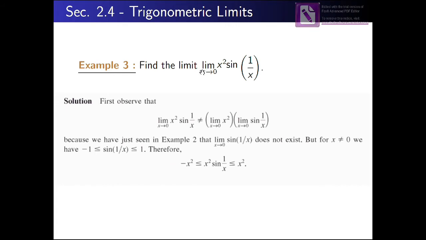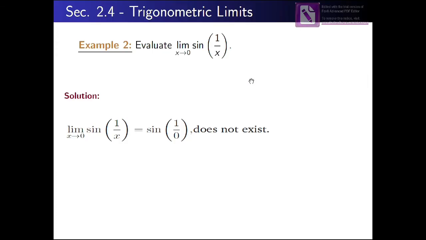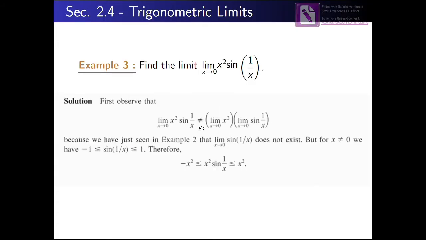So here is an example of the application of the squeeze theorem. Find the limit of x squared sine 1 over x when x approaches 0. Here you cannot distribute the limit, because the limit of x squared exists, but the limit of sine 1 over x does not exist, because we found that the limit of sine 1 over x when x approaches 0 does not exist. So we cannot distribute the limit, and we cannot say it is equal to the limit of x squared multiplied by the limit of sine 1 over x.